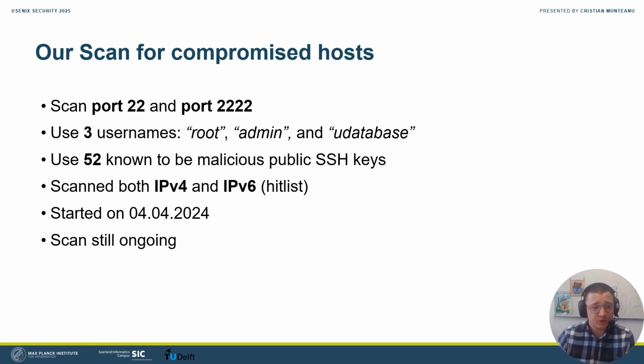We scanned port 22 and 2222. We checked for three usernames, root, admin, and database, and these are the usernames we also got from the Bitdefender dataset, basically being in pair with these keys. We use 52 known to be malicious public SSH keys. We scan for both IPv4 and IPv6, and for IPv6 we use the public IPv6 hit list. Our scans started on 4th of April 2024, and they are still ongoing.